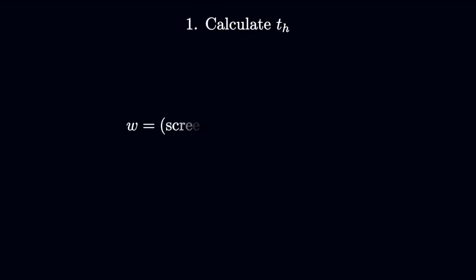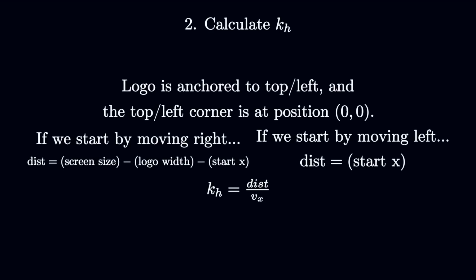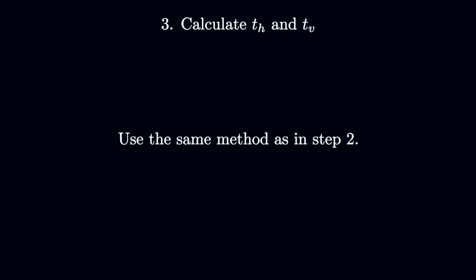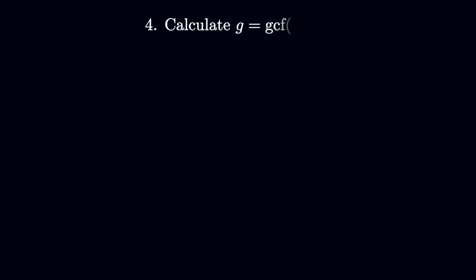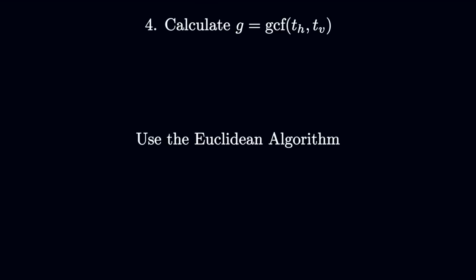Let's review. The first step is to use the size of the canvas as well as the horizontal speed and size of the DVD logo to calculate the period of hitting a sidewall. Then, we use the initial x-coordinate of the DVD logo to calculate the initial offset. Then we repeat the first and second step to calculate the vertical period. The fourth step is to use the Euclidean algorithm to determine the greatest common factor of our periods. If our greatest common factor is 1, we're good to go. Otherwise, we need to check if the difference of our offsets is a multiple of our greatest common factor.